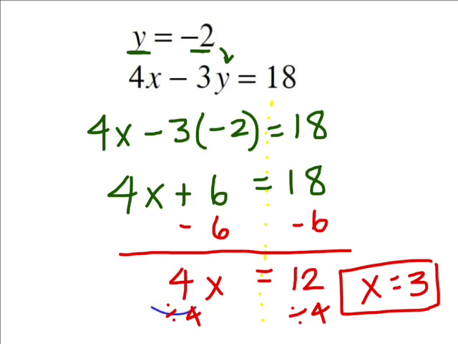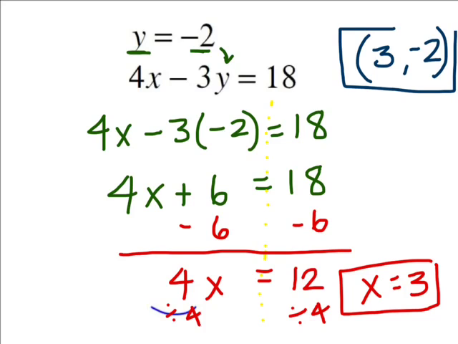We know what y is. y is negative 2. x is positive 3. My solution is now going to be, here's my point for the solution, (3, -2). This is what we want, (3, -2).